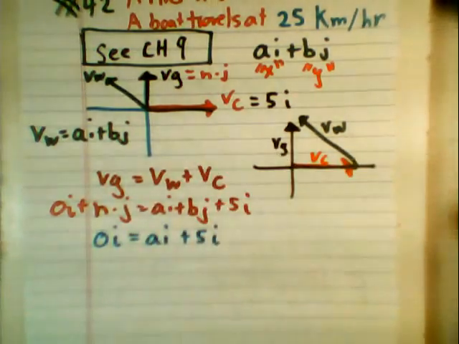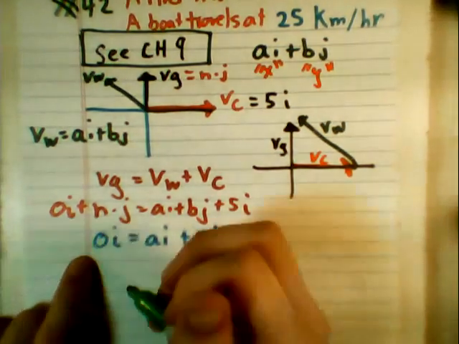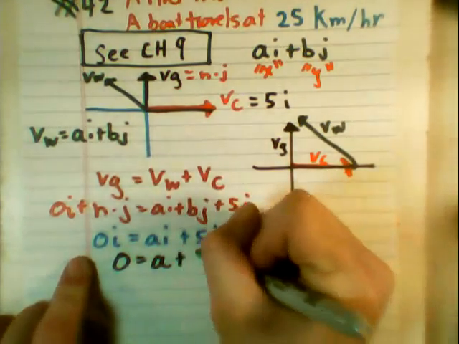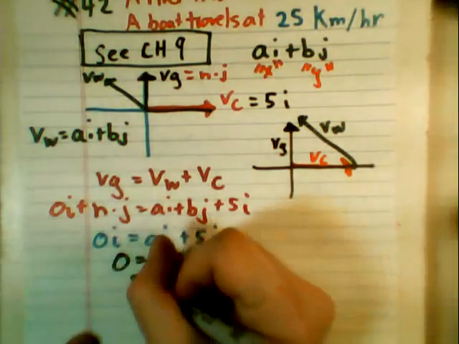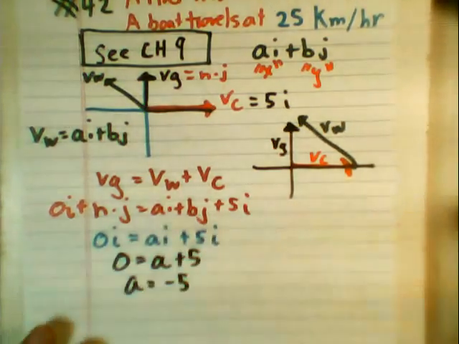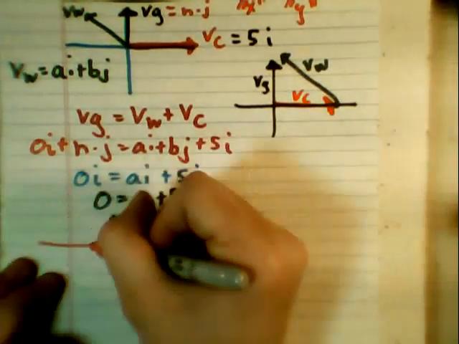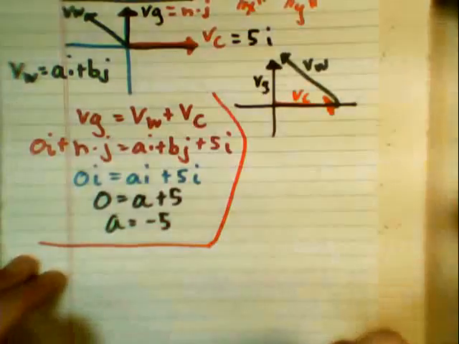The reason I'm just working with i's is because i's and j's don't mix. You can only work with i's together, and you can only work with j's together. So let's solve this. It's basically the equivalent of 0 equals A plus 5. So then get A by itself, and you find that A equals negative 5. Good, we found A.